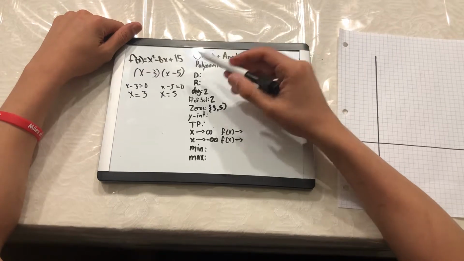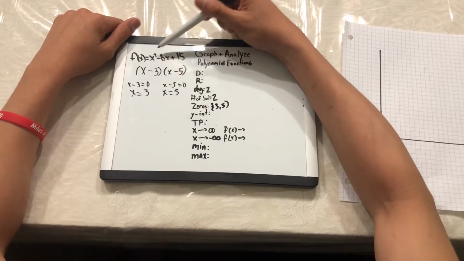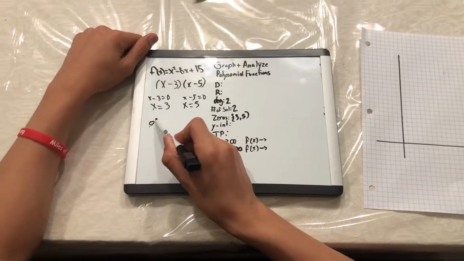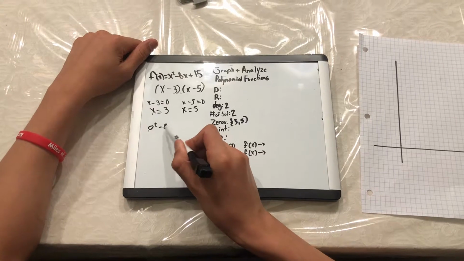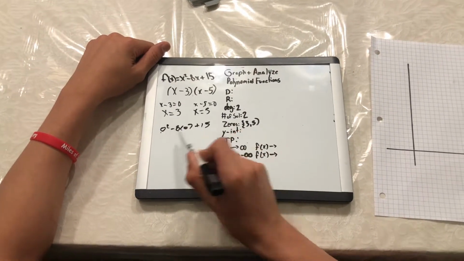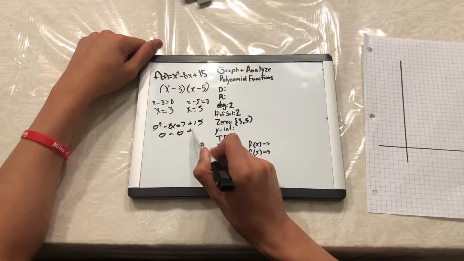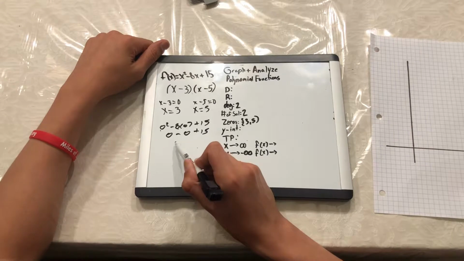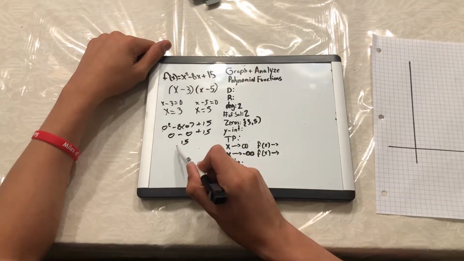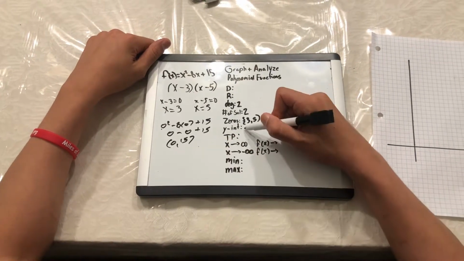Next we are going to solve for the y-intercept. So all you need to do to solve for the y-intercept is plug in a 0 for all the x to get 0 squared minus 8 times 0 plus 15. So 0 minus 0 plus 15 is 15. So our y-intercept is (0, 15).